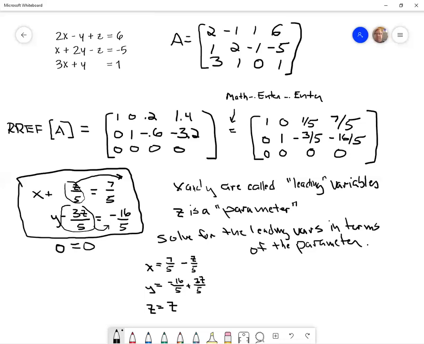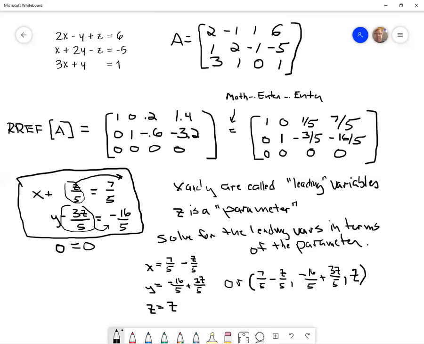Okay. In point format, you would write it like this. So the x piece is 7/5 minus z over 5. The y piece is minus 16/5 plus 3z over 5. And the z piece is just z. And that's point format. Okay. And that's the last example I wanted to do for you.